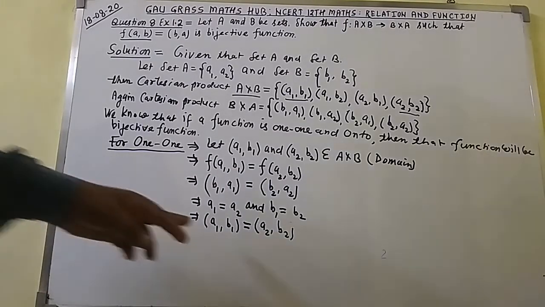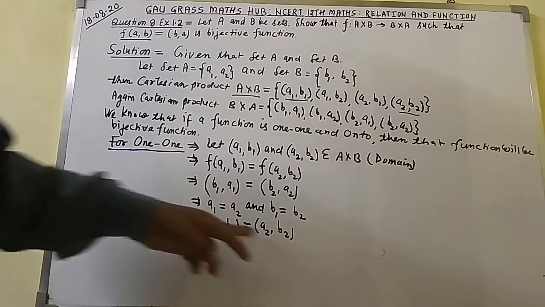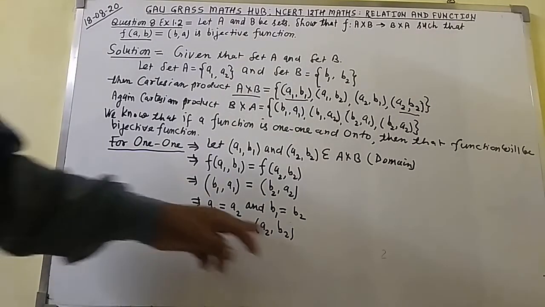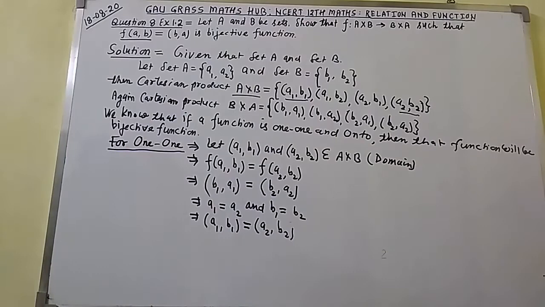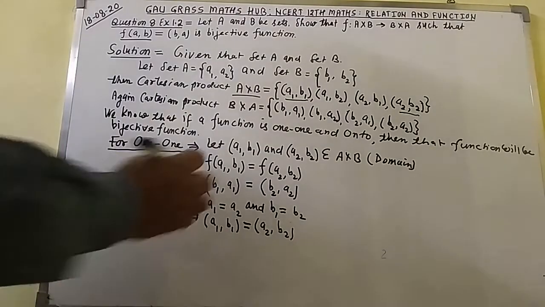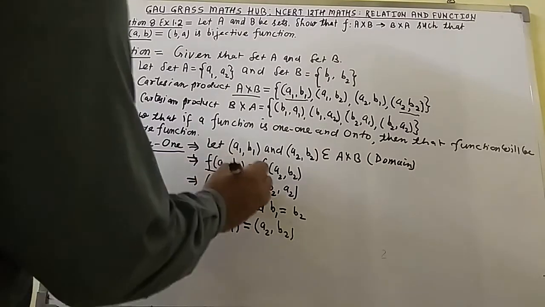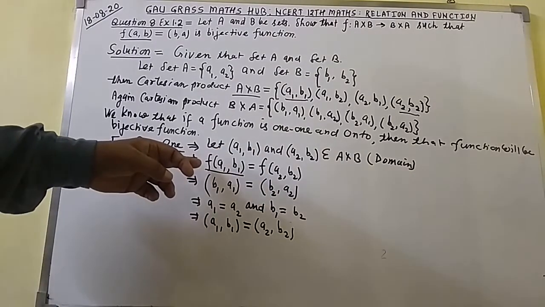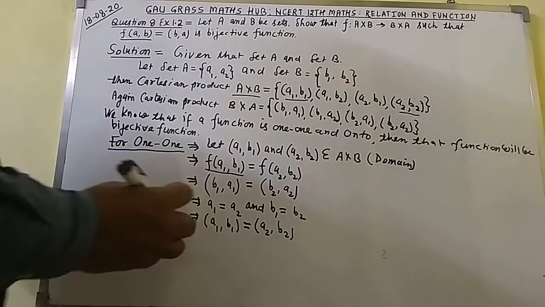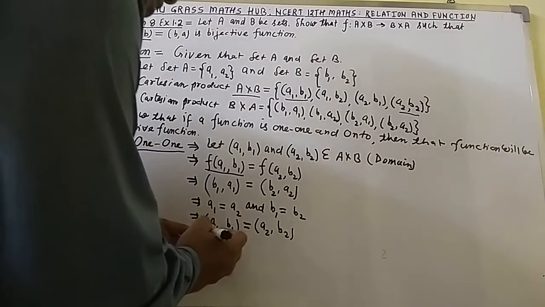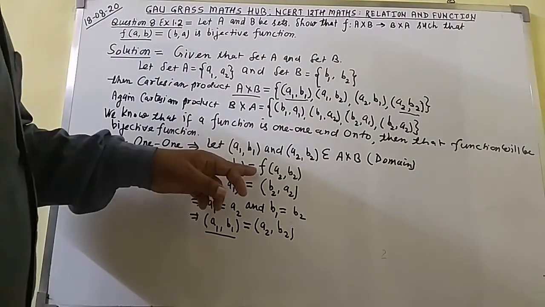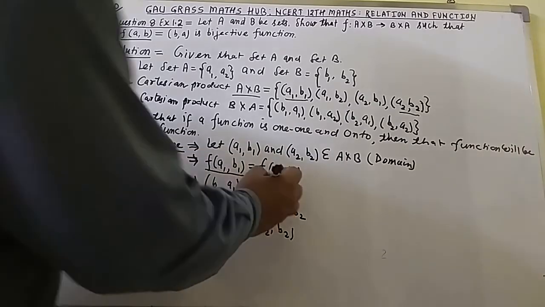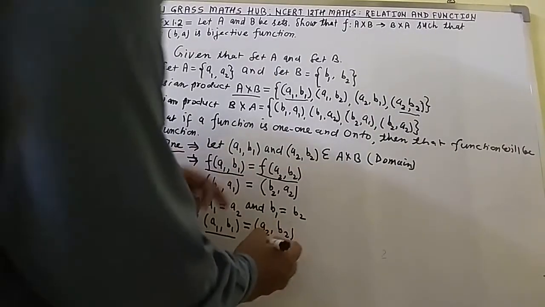This will be the case: first element A1 equal to A2, B1 equal to B2. This is the case I have got. So now here you can see f of A1 B1, you have got A1 B1. Here you can see f of A2 B2, you have got A2 B2.